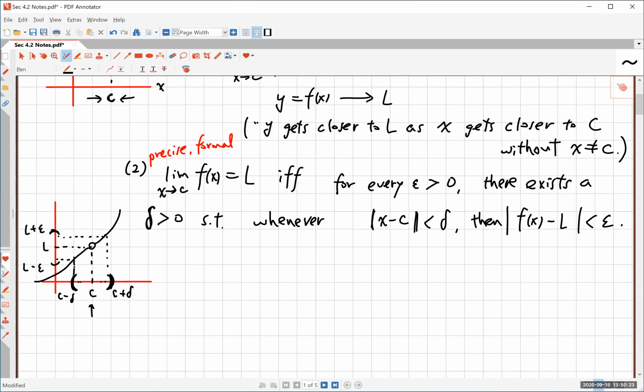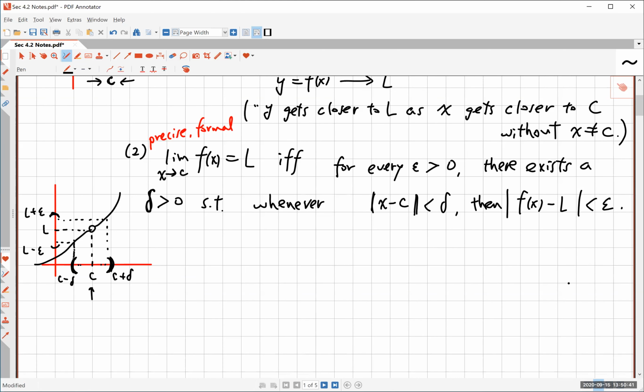And can you find a delta for every epsilon I give you? And if you can show me that you can come up with a delta for every epsilon I give you, then we say that the limit of f at c is equal to L. Okay, and so it turns out to be a very clever definition. I don't know who came up with this. I think it's Weierstrass. But anyway, this is an incredibly critical and important definition in the fundamentals of calculus.